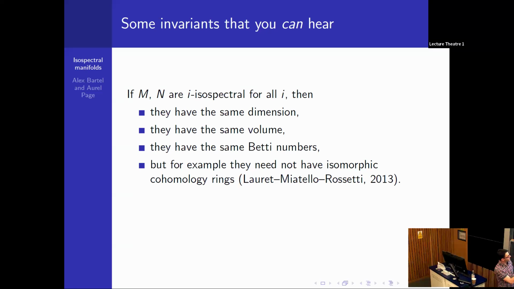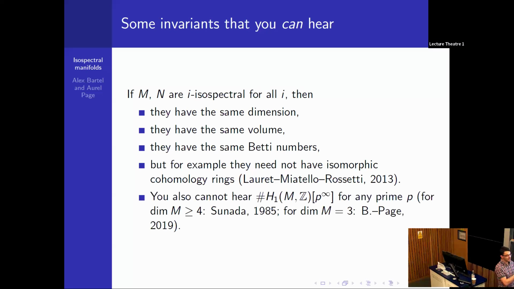And perhaps again related, you also can't hear the p torsion or the p-primary torsion for any prime p. So for any prime p, you can pick one, and I can create a pair of manifolds that look different. Sorry, not just look different, but they look topologically very different. They have different p-primary torsion subgroups in the first homology, but that sound the same.